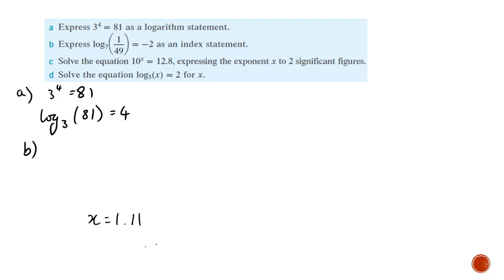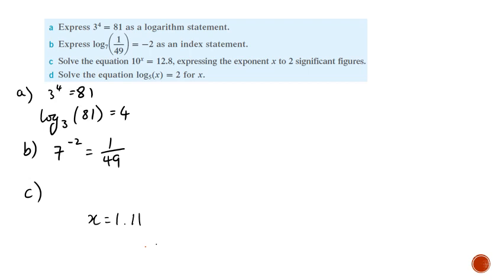B. Express log base 7 of 1 over 49 equals negative 2. So our base is 7, our power is negative 2. Remember, that's always a power, whatever it's equal to, which is the same as 1 over 49.